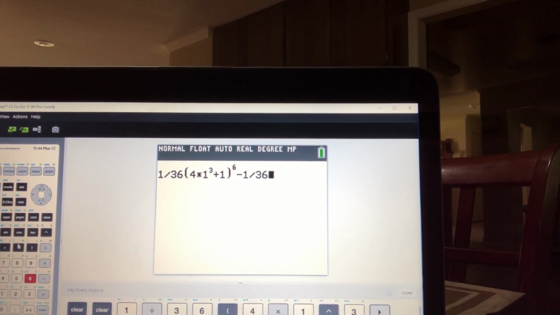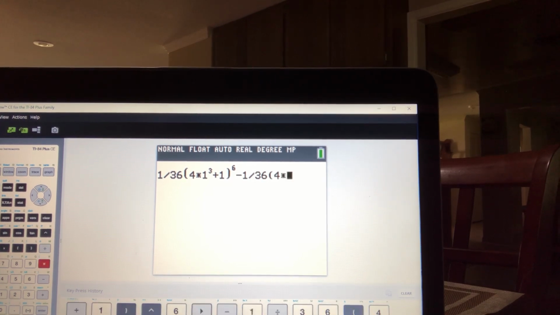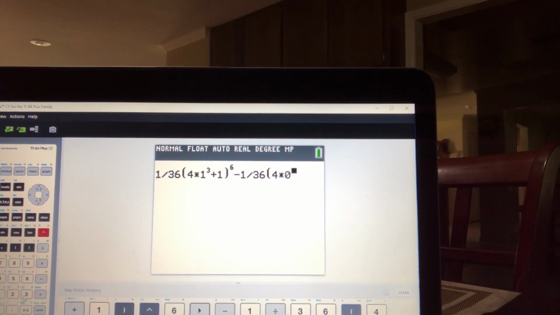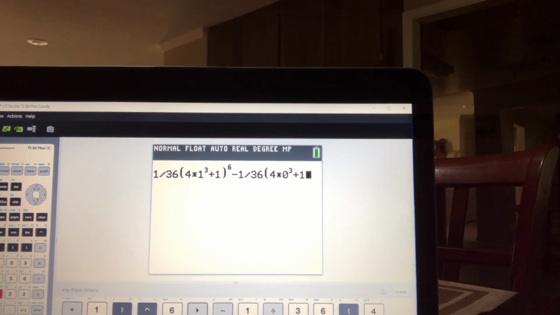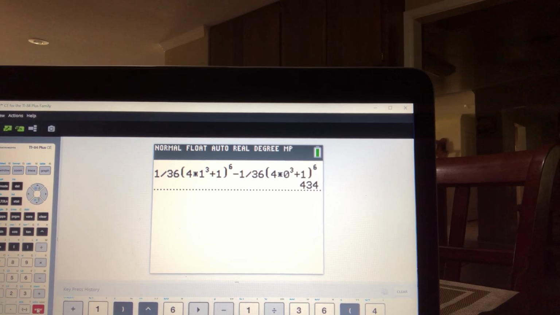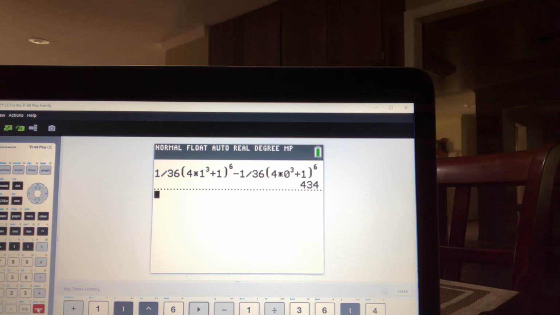1/36. And then in parentheses, it will be 4 times 0 cubed, plus 1. And remember, this has to be raised to the 6th power. So there we go. Your answer for the entire problem is 434. So that's exactly how you would type it in. And your final answer is 434. All right, so number 1 is complete. Put 434 as your answer for number 1.